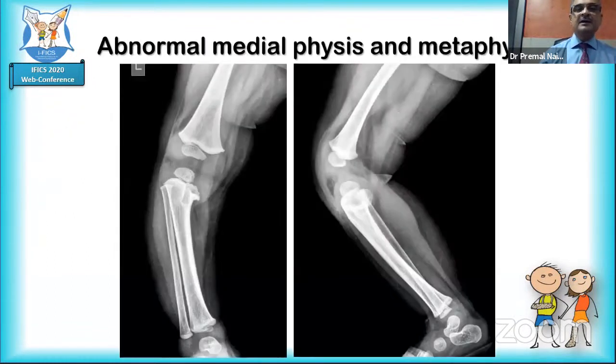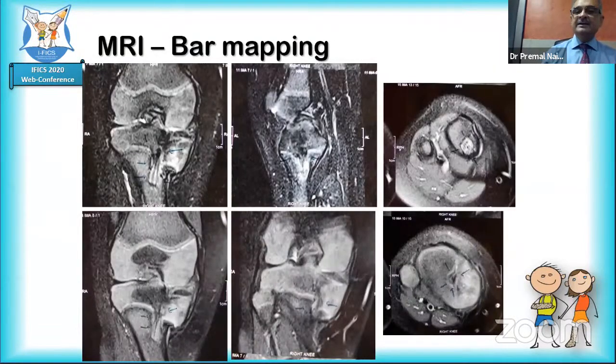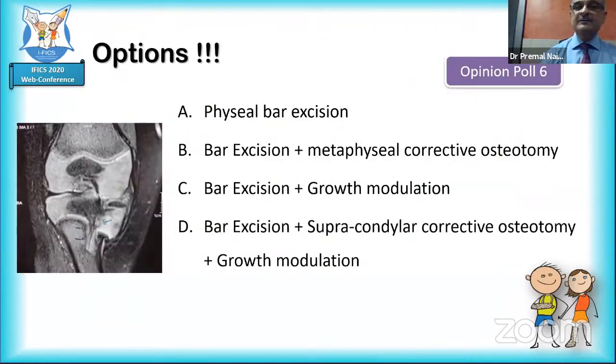And this is how he came to me with this X-ray, metaphyseal changes. And this is how it looked in an AP view. And when I did an MRI, this is what was the picture. Right. So can we have another opinion poll? What do you think, participants here, should you go for physeal bar excision?